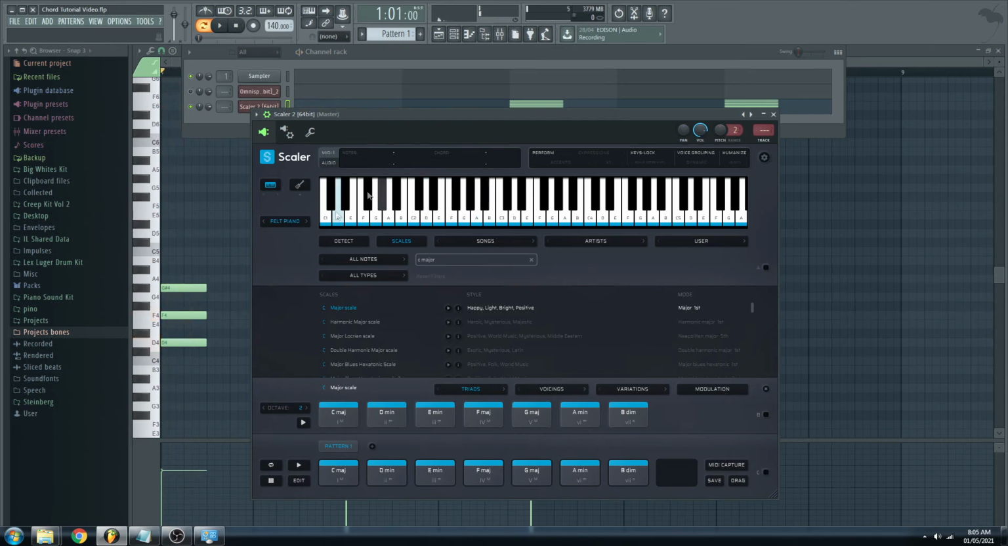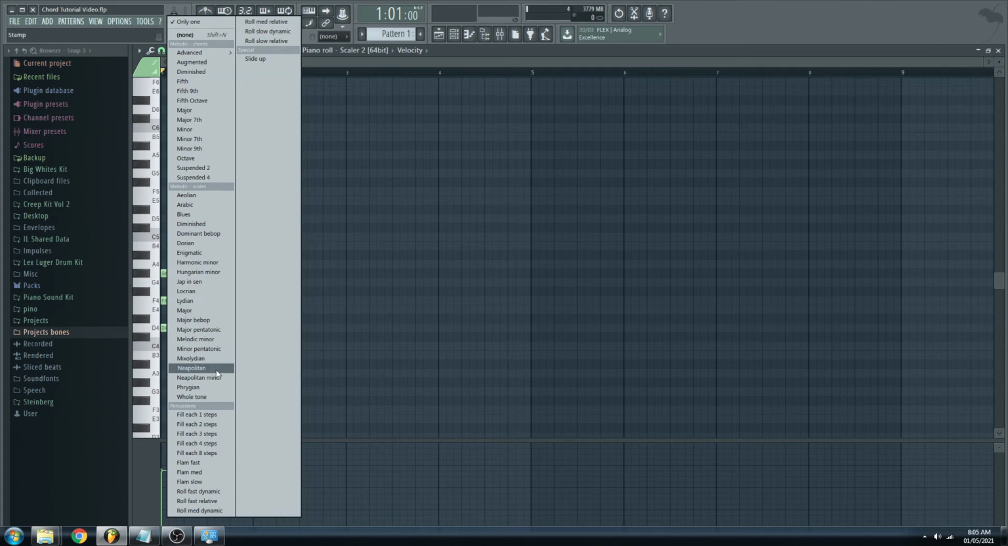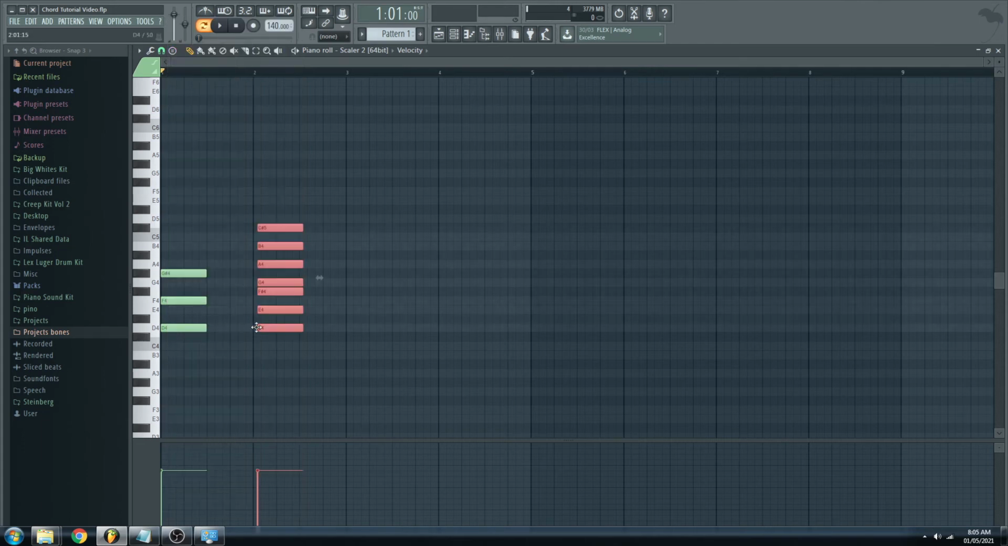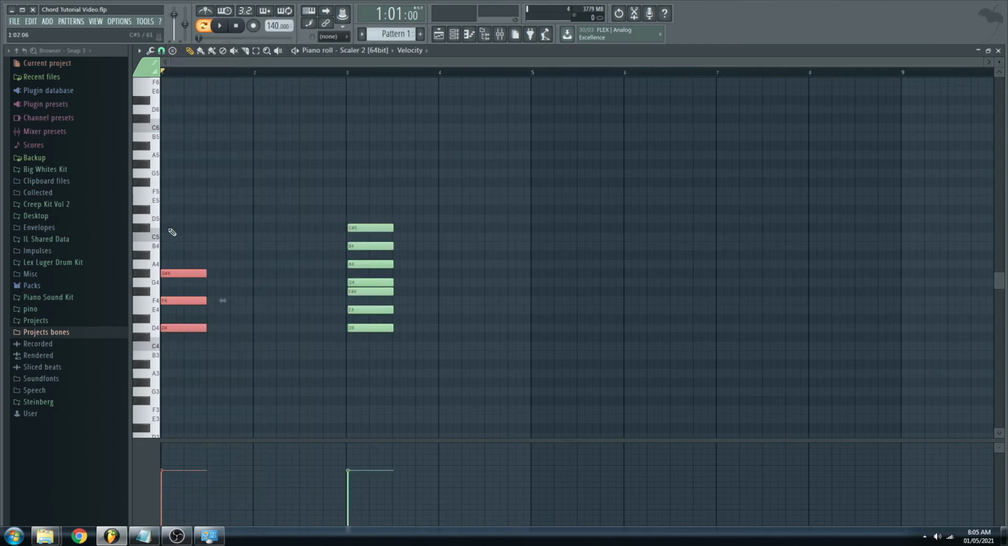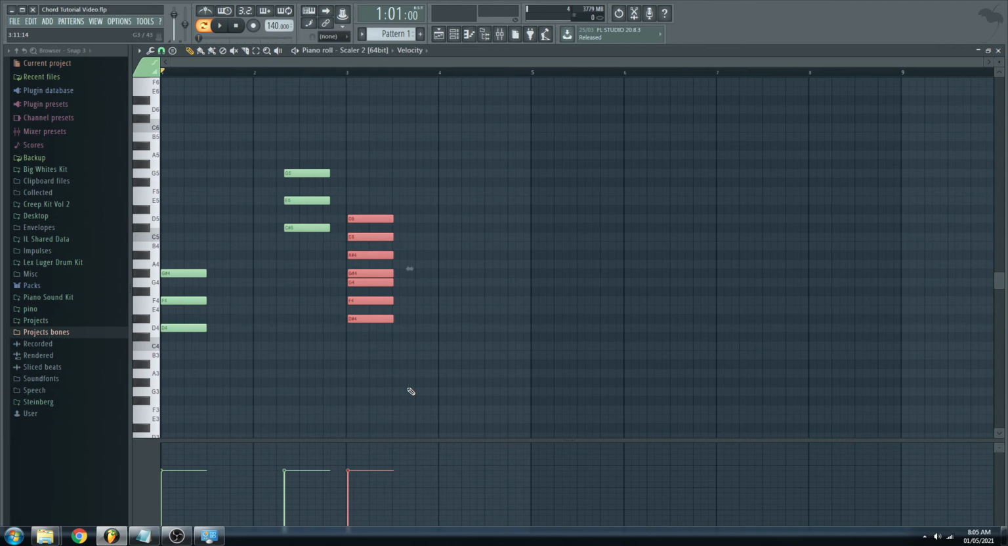D dim, D diminished. Let's go to major. Like I told you earlier, the 7th chord of a major key, or major scale, is always going to be diminished. So let's just take this and see if it's in key. Oh, now it won't be.